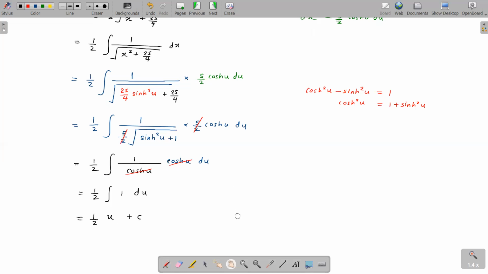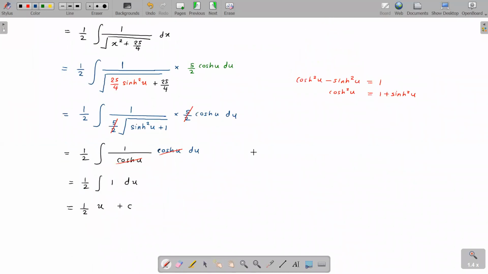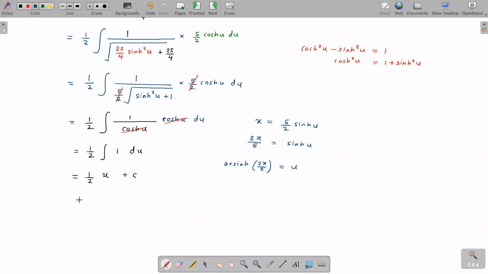Now it's time to input back the u value. What was our main substitution? The main substitution is x equals 5 over 2 sinh u. Take it to the other side. So I get here 2x over 5 equals sinh u, which is u equals inverse sinh, taking the other side, of 2x over 5. Are you with me? So now replace here. This is half times inverse sinh of 2x over 5 plus C.